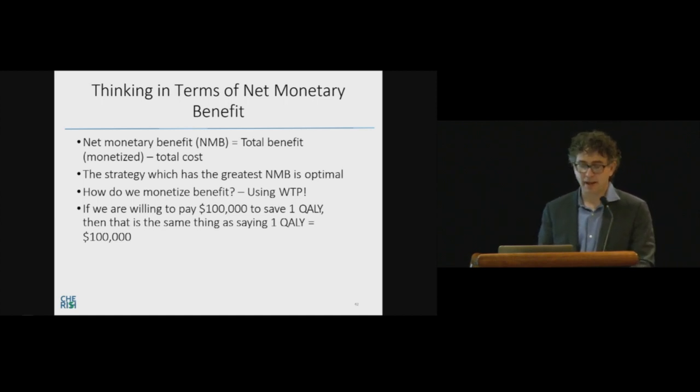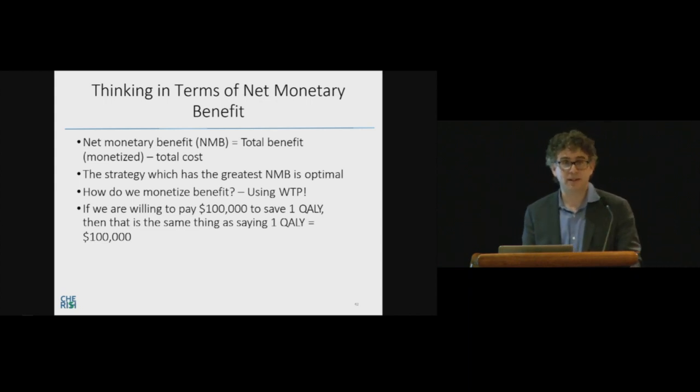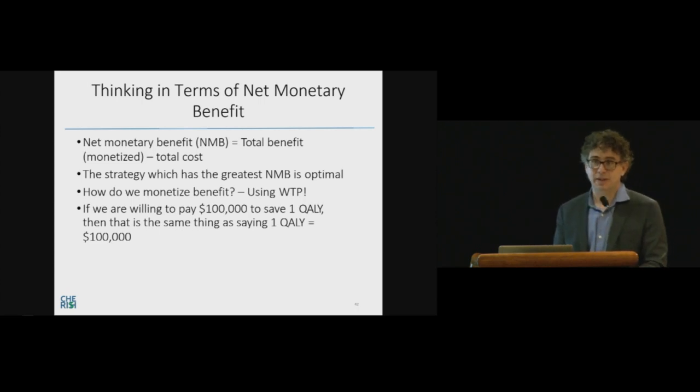And really, net monetary benefit is what it sounds like. It's the total benefit of a strategy, which we're going to monetize, minus the total cost of that strategy. And so things that give us a lot, have a big total benefit, and don't cost very much have large net monetary benefits, and vice versa. Things that give us little but have a lot of cost have low net monetary benefits. And things that have negative net monetary benefit are dominated, and we should get rid of them.